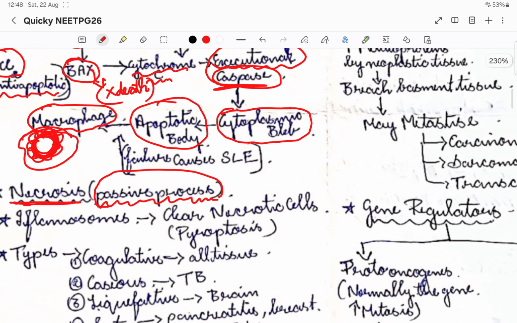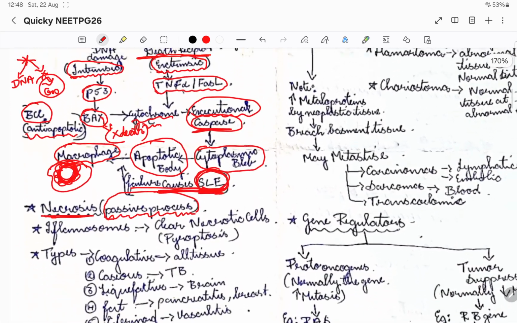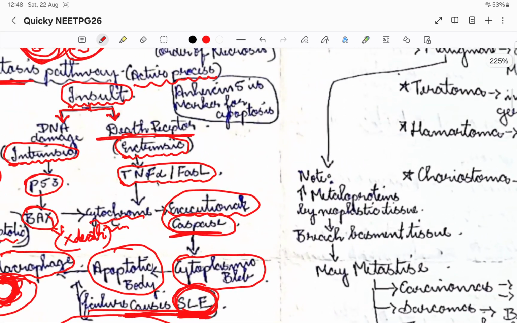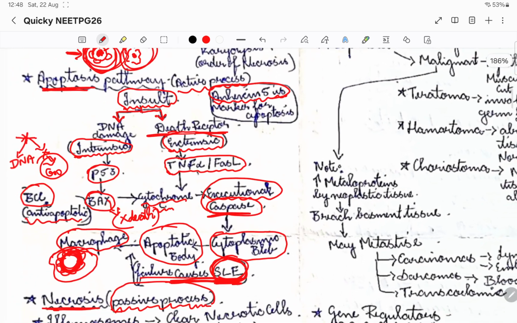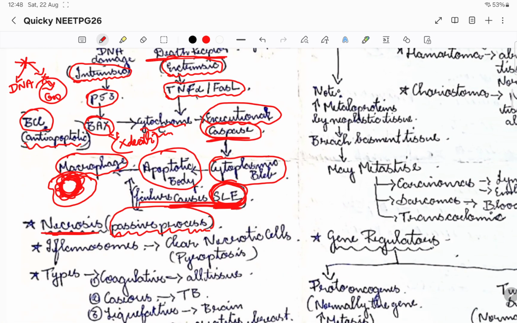One more thing I want you to remember is that failure of apoptotic bodies to be taken up by the macrophages will lead to a disease called SLE, systemic lupus. So SLE is caused because of this. Remember that. So this is the apoptotic pathway. Then the marker for apoptosis is annexin 5. So remember that extra point.